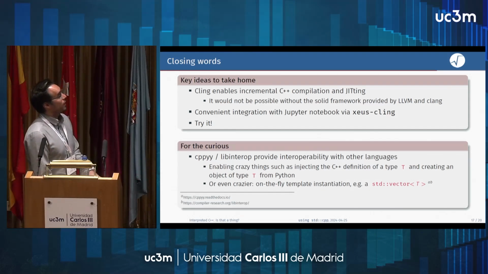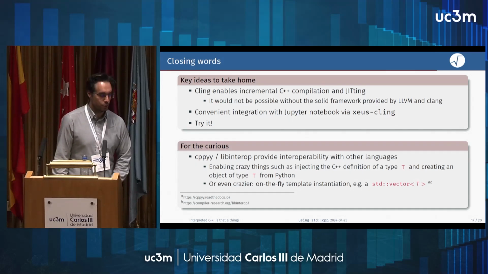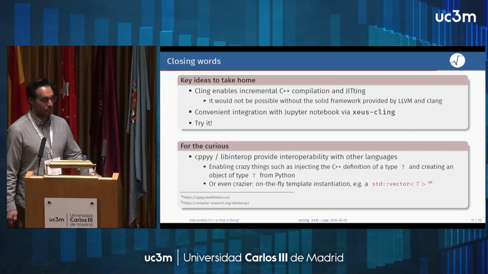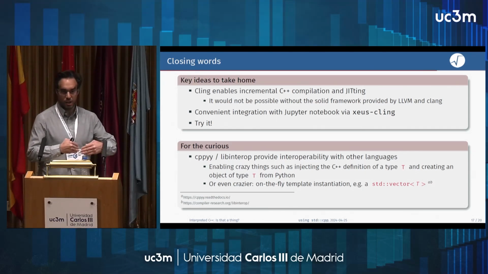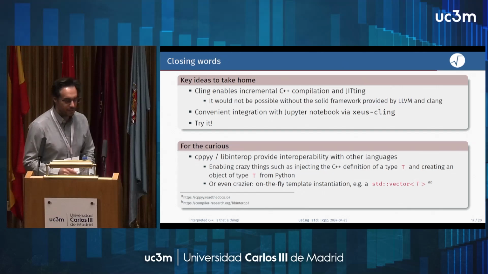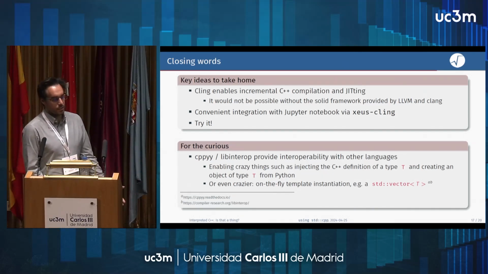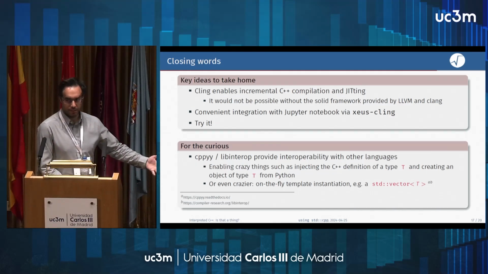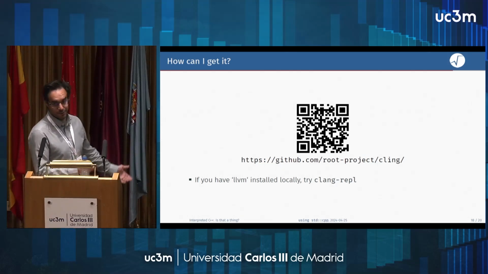For the curious among you, I would like to mention a couple of side projects. There is CPPYY and libInterOp, which enable interoperability with other languages, such as Python. So we can do crazy things, such as injecting the declaration for some random class that you would like to inject, and you can actually instantiate it from the Python side on the fly. Or even crazier, you can instantiate the std::vector of that type that you injected. This is the URL for the project, just in case you are interested and curious, and want to try it.